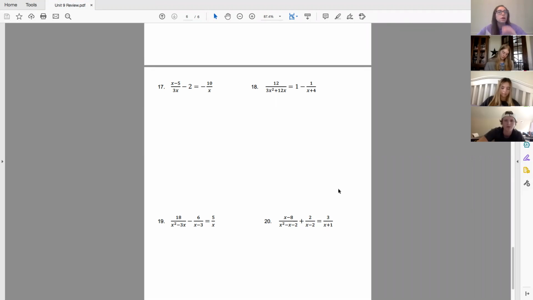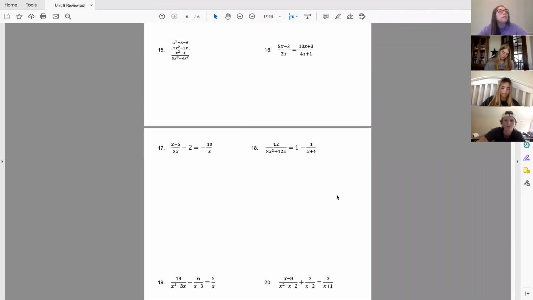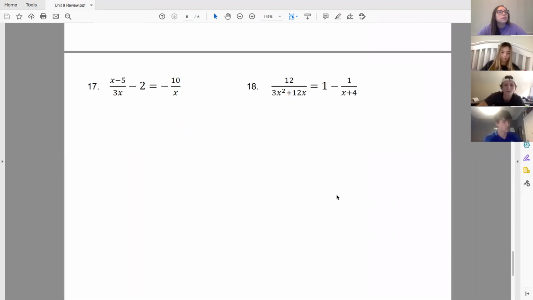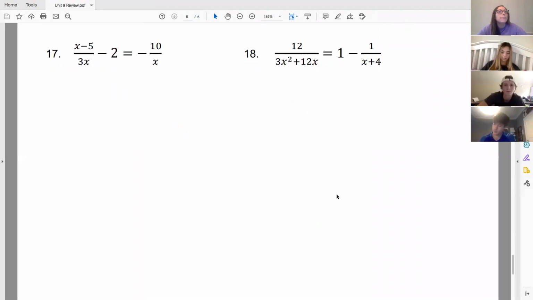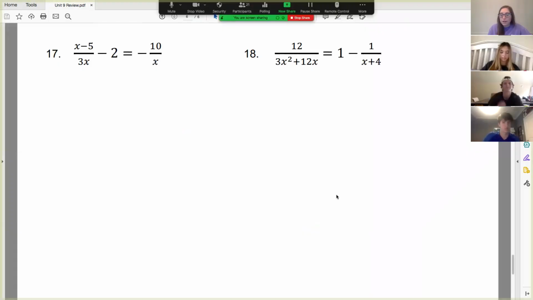Can you solve 18? Okay, number 18. I need to find a common denominator first.